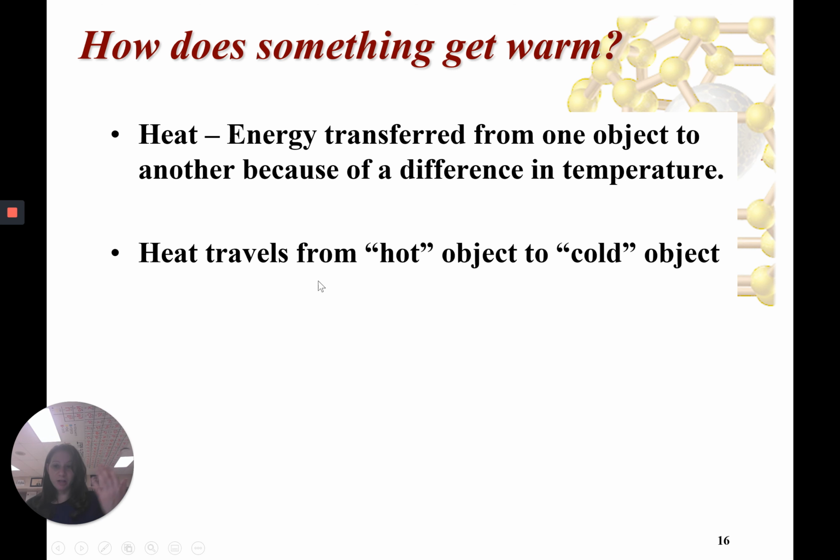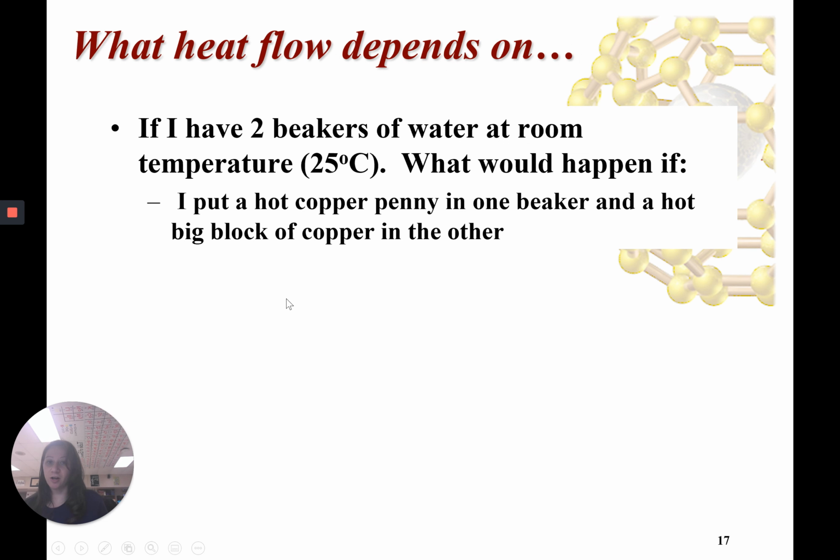So we know that heat is transferred from hot to cold. But how much heat is transferred? Well, it depends on several factors. So let's say I have 2 beakers of water, both at room temperature, 25 Celsius. What would happen if I take a hot copper penny, put it in one of them, and take a hot big block of copper and put it in the other one? Which one would receive more heat? Well, the one with the big block. So what factor is that? Well, that has to do with mass. The big block has more mass, so it can transfer more heat to my water.